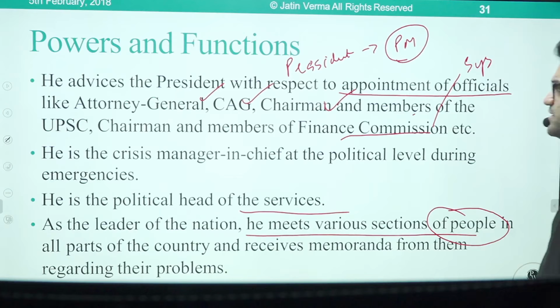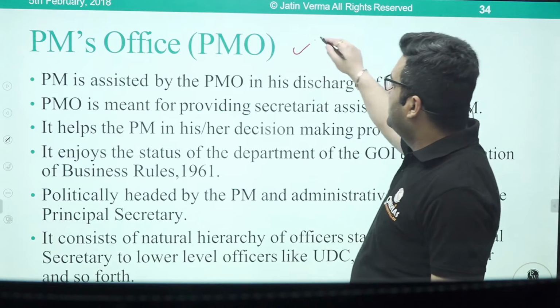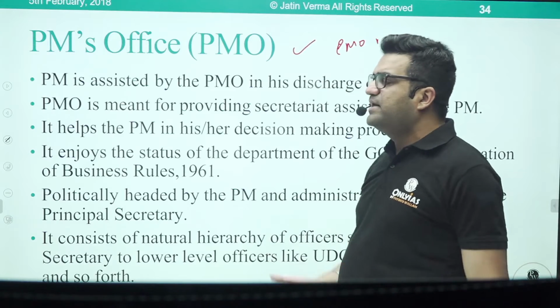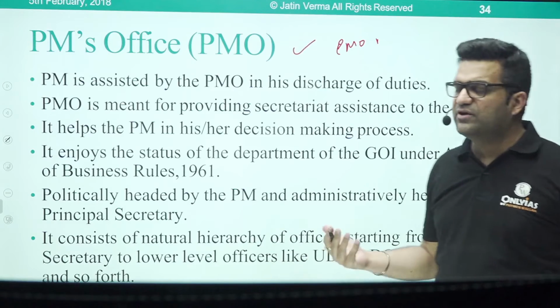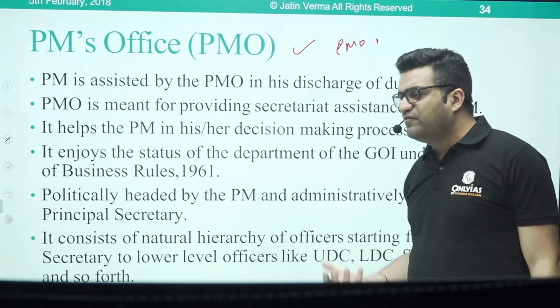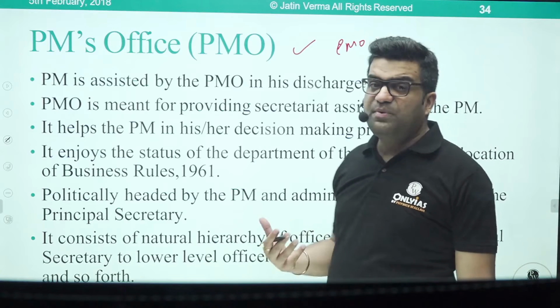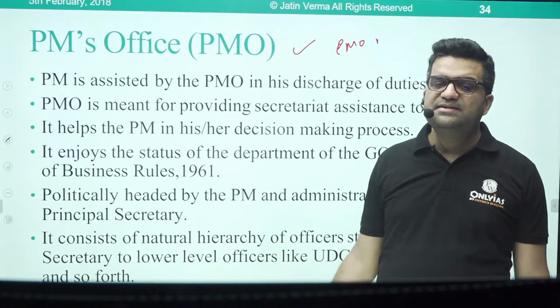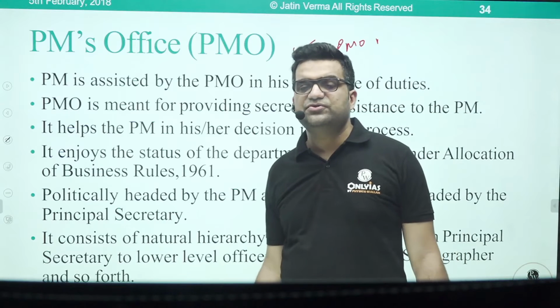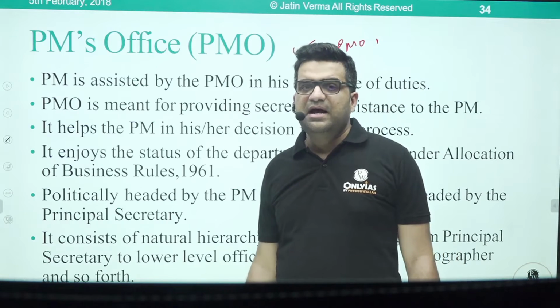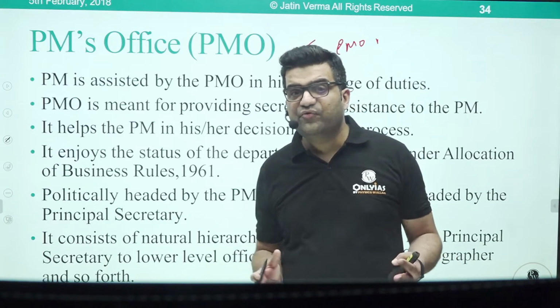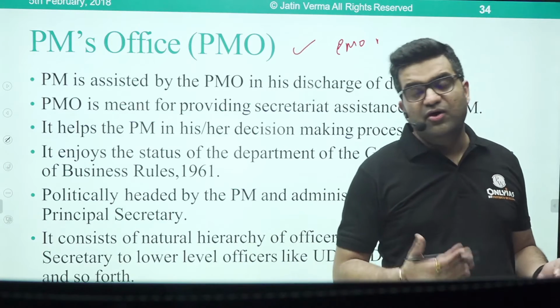Right. On a lighter note, now PMO. There is a conflict between PMO and cabinet. I mean, theoretical, at least for debate purposes. Who is more powerful? Which is more powerful, the PMO or the cabinet? Is the word cabinet secretary mentioned in the Constitution or not? Right, is the word PMO mentioned in the Constitution or not? These types of questions have been asked, okay, or can be asked.